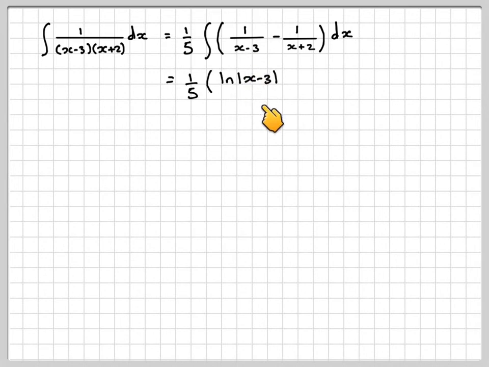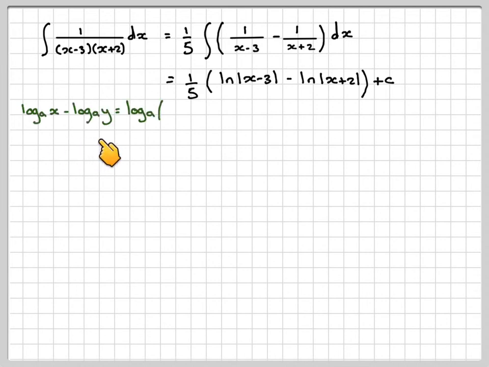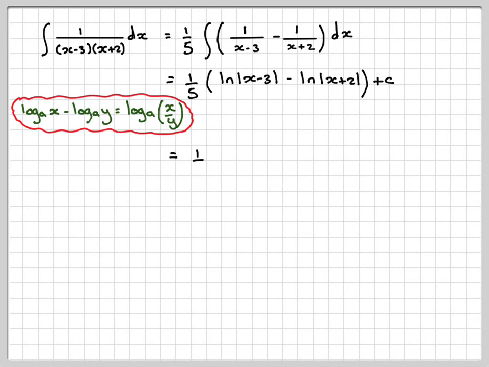This becomes the ln of x minus 3 minus the ln of x plus 2, all multiplied by 1/5, plus c, of course. And then if we use log to base a of x minus log to base a of y is log a of x over y, we can write the integral as 1/5 of ln of (x minus 3) over (x plus 2) plus c as my final answer.